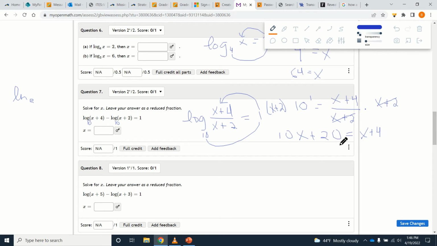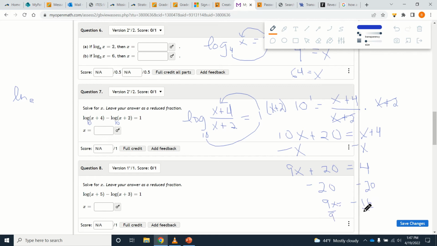All right, now let's continue solving. I'm going to subtract x to get the x's together first. So that will give me 9x plus 20 equals 4. And then I want to subtract my 20. And we get 9x equals negative 16. And then let's divide out.